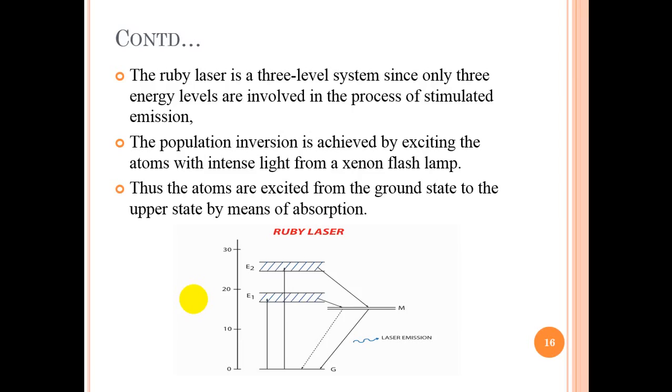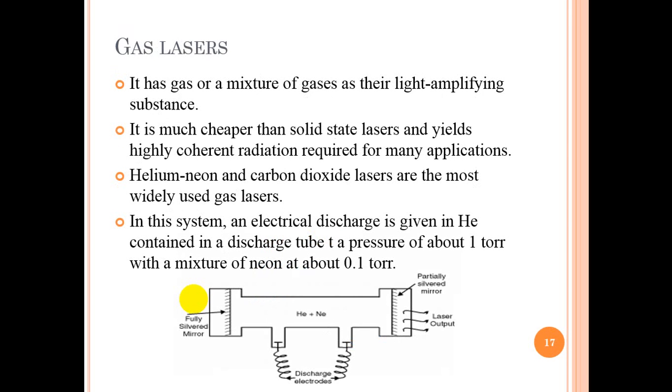The excitation is achieved up to 2 energy levels, that is the E2 and E1 bands of chromium 3 positive ions. The ions then decay and go to energy level M. The M level acts as the upper energy level. Transition takes place between the M level and the ground state, resulting in emission of photons. Now let us see the gas lasers.